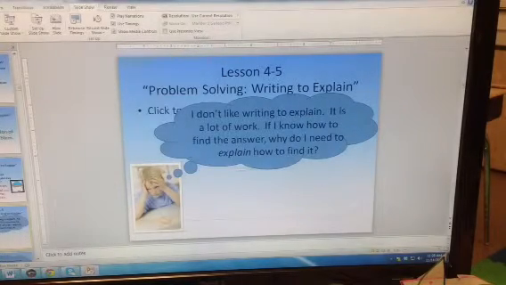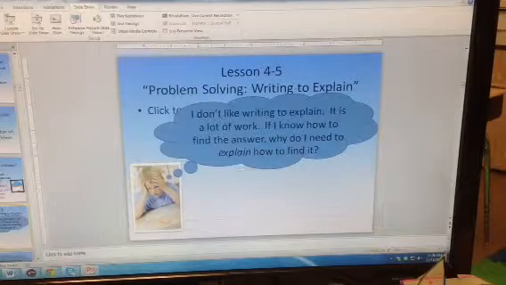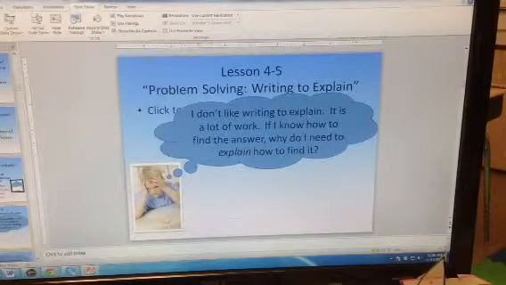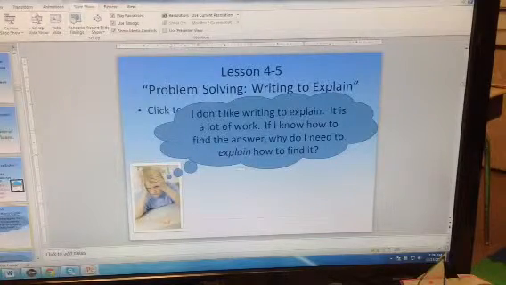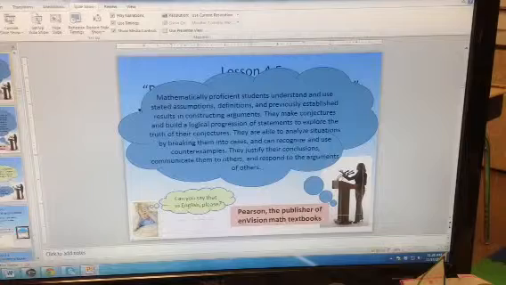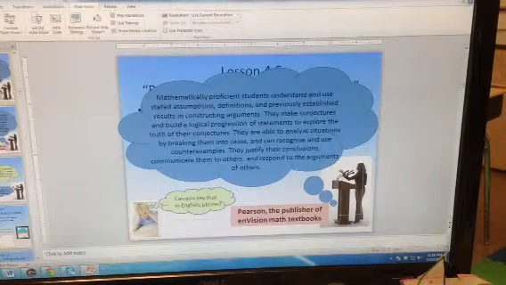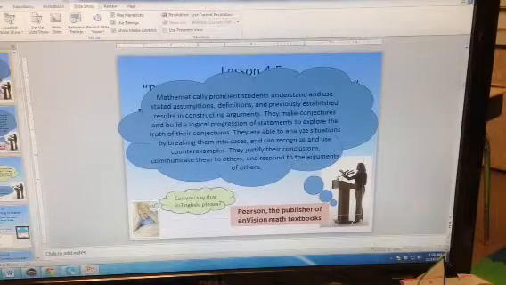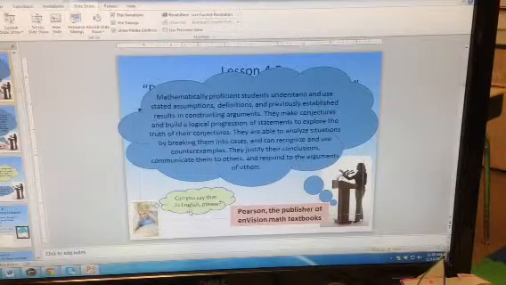I knew my students would be frustrated by this lesson, and so I put a little cartoon of a boy in here. He says, "I don't like writing to explain. It's a lot of work. If I know how to find the answer, why do I need to explain how to find it?" I won't read this whole thing, but this is a quote I found from Pearson, the publisher of Envision Math textbooks, and it's talking to adults about why students need to be able to explain their answers in math. The boy listens to what she says and says, "Can you explain that in English, please?"